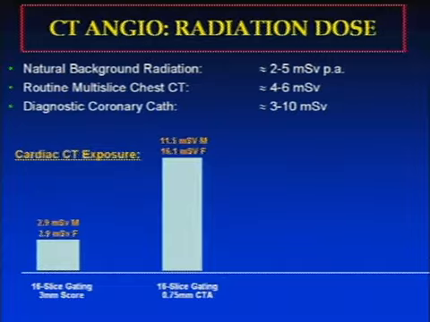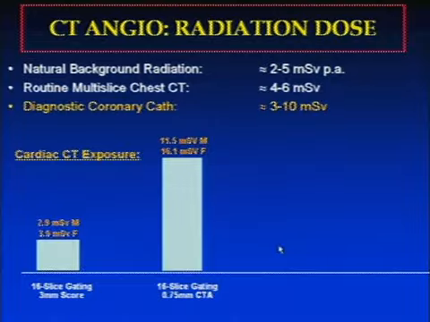Just so you know, the natural background radiation dose is about 2 to 5 millisieverts per annum in this country. For a routine multi-slice chest CT, most patients are getting between 4 and 6 millisieverts. For a diagnostic coronary catheterization, it really varies depending on who's doing the catheterization. Most of the time, it's going to be on the order of about 7 to 10 millisieverts, although in the literature it says 3 to 10 millisieverts. So the question is, what are we giving with CT?